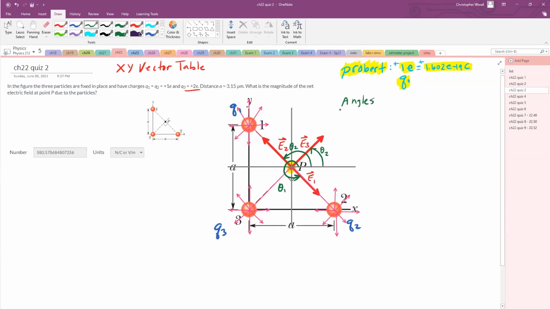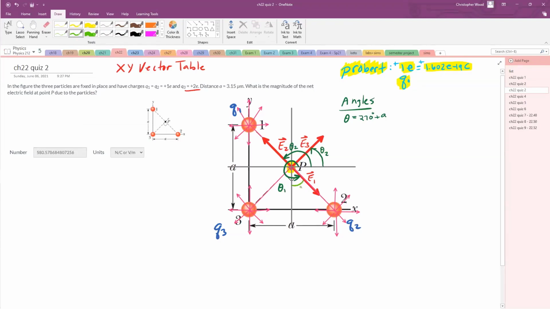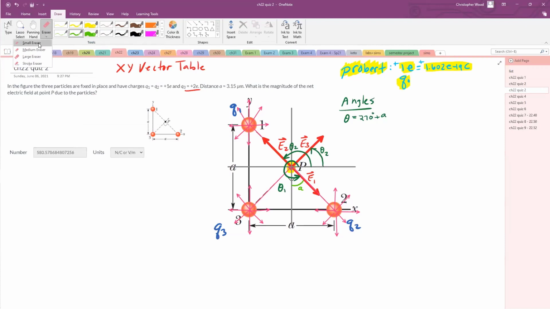Theta 1 is going to be 270 degrees plus A, angle A. And right here, this is angle A. Just sitting right here. What is angle A? Well, life is pretty easy. Let me draw the line. This is a square. You have this dimension is A. This is A. This is A. So this is A and this is A.